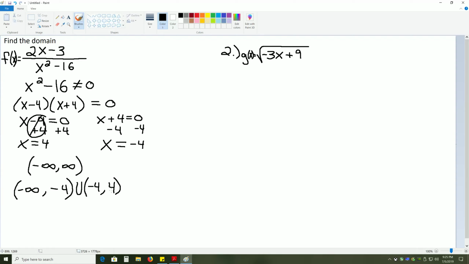All the numbers between negative 4 and positive 4 will work though. And now we put our union sign again and pick up where we left off at 4, and we will go all the way to positive infinity this time. This tells us all numbers except negative 4 and positive 4 will solve this problem, meaning we can plug them into the problem. So this is our domain.